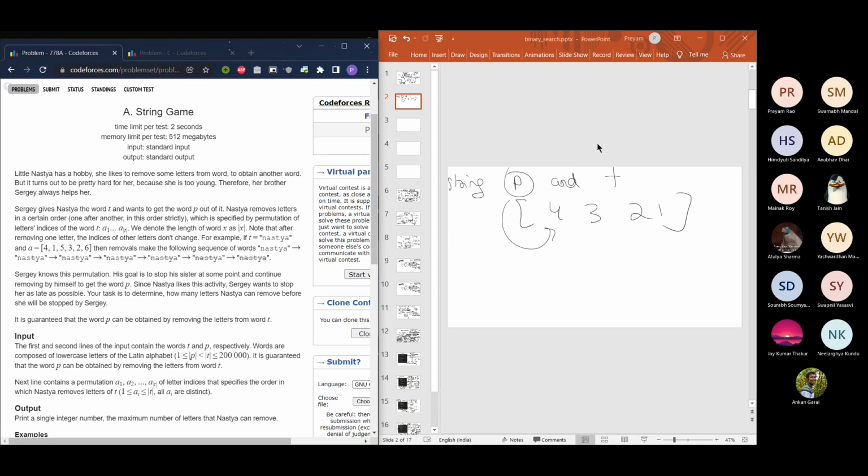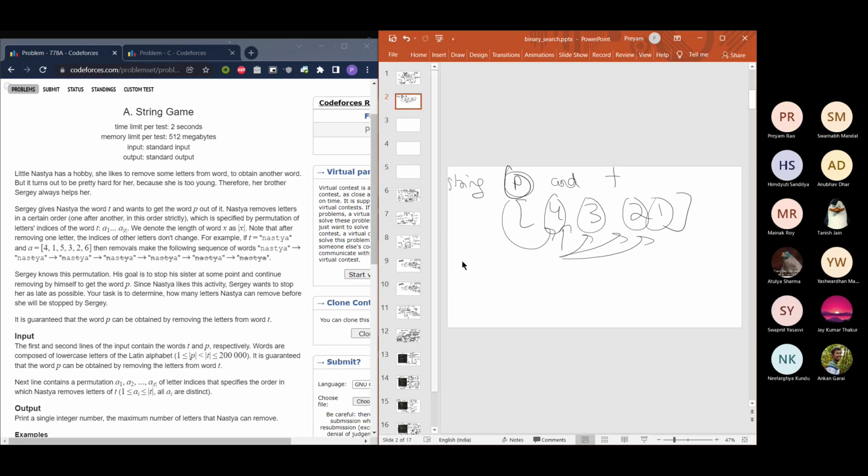we have a string S, we have a string P. We are removing a character one by one in this order. So we're removing the fourth one first, then the third one, then the second one, then the first one. Right? We need to figure out what is the maximum number of characters we can remove such that the characters which have not been removed can form T, right?